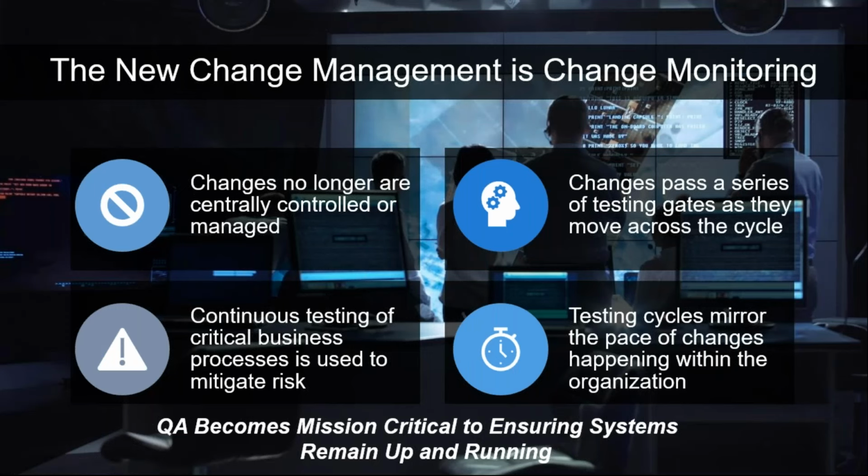So what we're seeing is that change management really is becoming much more of change monitoring. It becomes difficult to centrally control and manage all the changes. Changes are going to have to go through the typical testing gates that they always have had to go through. The testing cycles have to mirror the pace that the changes happen in the organization, and also the change that happens from the applications themselves. So continuous testing becomes really critical to ensuring, again, not just does my one single application work, but does my business process for my organization work end to end. That continuous testing really becomes critical.